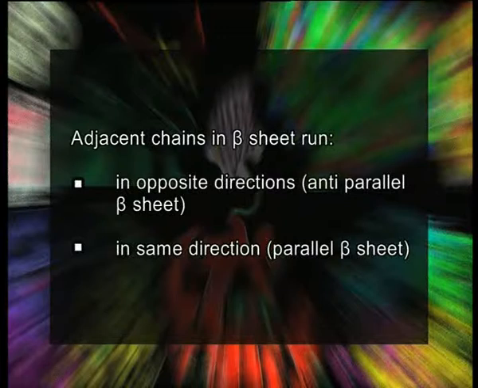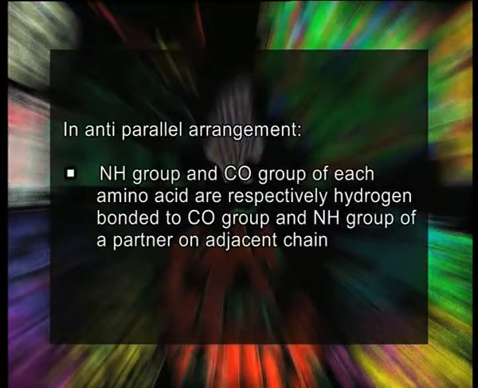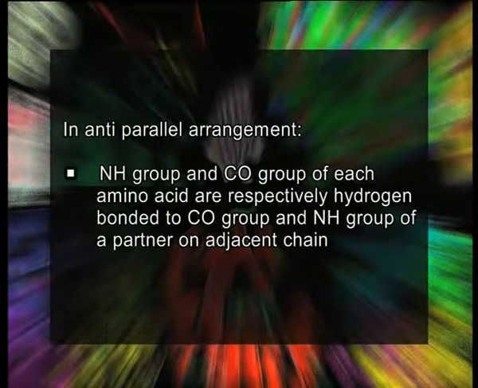Adjacent chains in a beta sheet can run in opposite directions, that is, antiparallel beta sheets, or in the same direction, that is, parallel beta sheets. In the antiparallel arrangement, the amino group and the carbonyl group of each amino acid are respectively hydrogen bonded to the carbonyl group and the amino group of a partner on the adjacent chain.